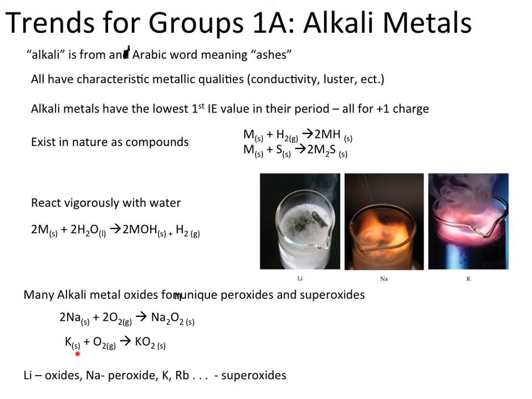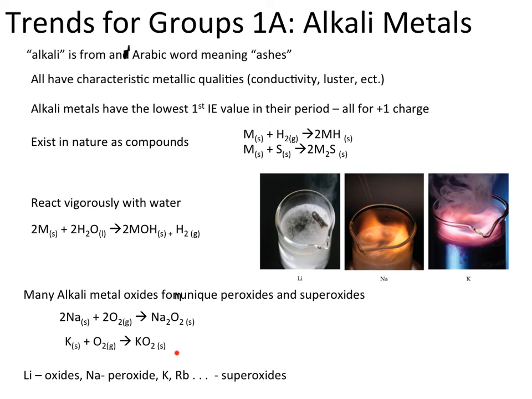Sodium and potassium, on the other hand, are going to form sodium peroxide and potassium peroxide. And rubidium forms superoxides. So this has a lot to do with the reactivity that we see down the period.